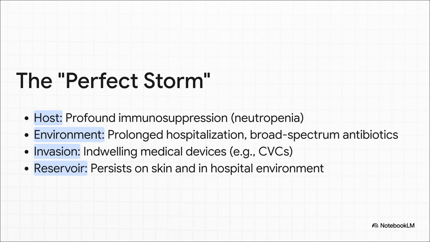You've got a severely immunocompromised host, like a neutropenic oncology patient. They're stuck in the hospital for a long time, getting hit with broad-spectrum antibiotics that just wipe out all the competing good bacteria. And then, bam, you introduce an invasion factor, a central line, which is basically a superhighway across the skin barrier. All the while, this organism is just happily hanging out on the patient's skin and the surfaces nearby. It's this exact combination, this perfect storm, that turns a simple commensal into a killer.